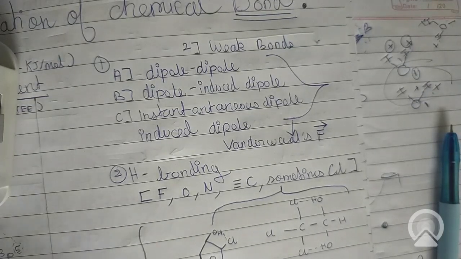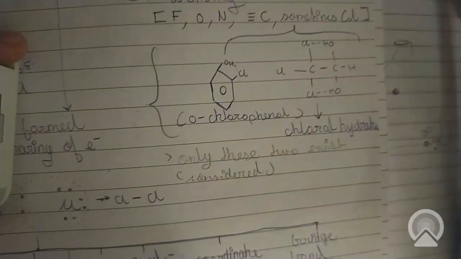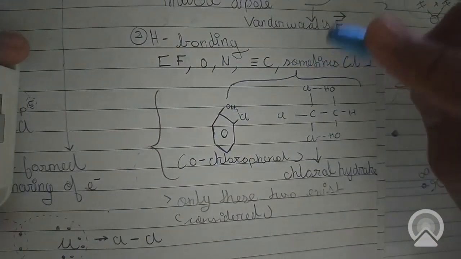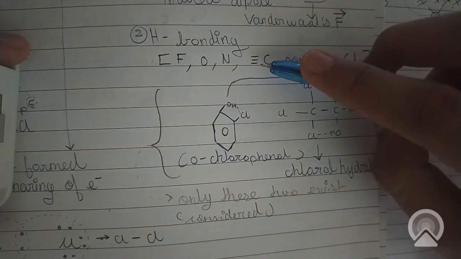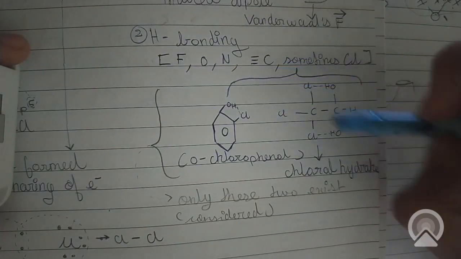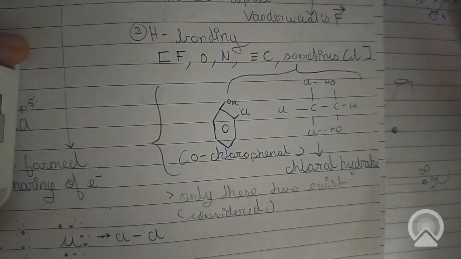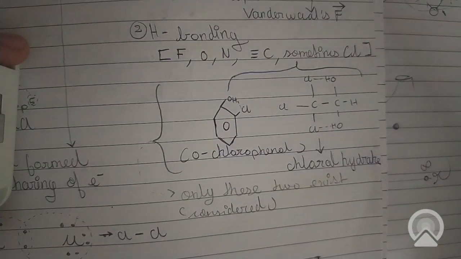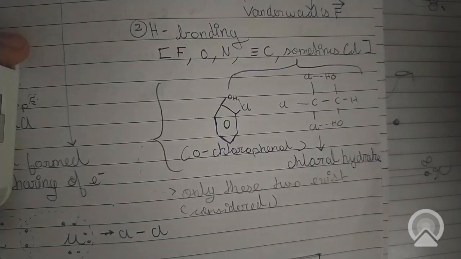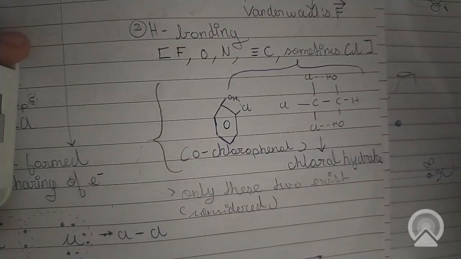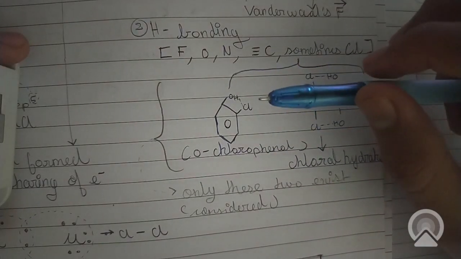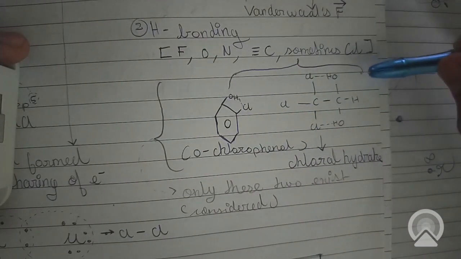Let's look at hydrogen bonding. It's a very funny thing. Just remember these. First of all, fluorine, oxygen, nitrogen, and the alkyne, the triple bond carbon, right? And sometimes chlorine shows the phenomenon of hydrogen bonding. What is hydrogen bonding? I'll get to it. Just remember that chlorine shows notable hydrogen bonding in these two examples.